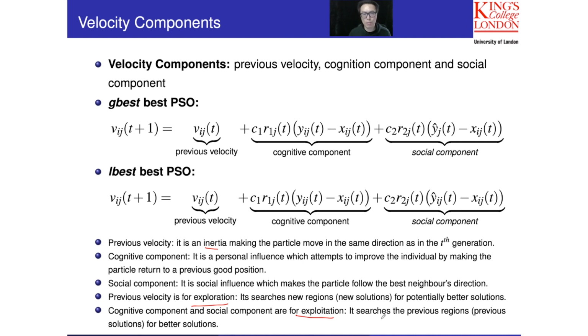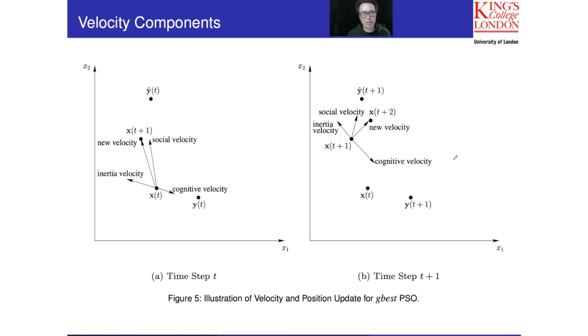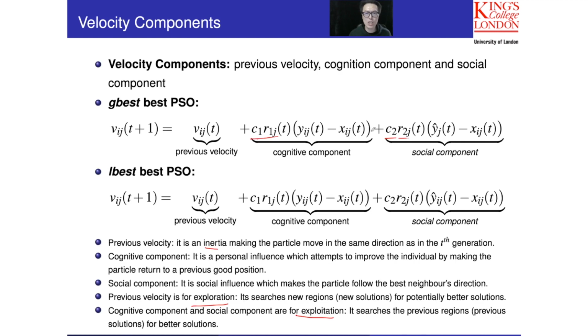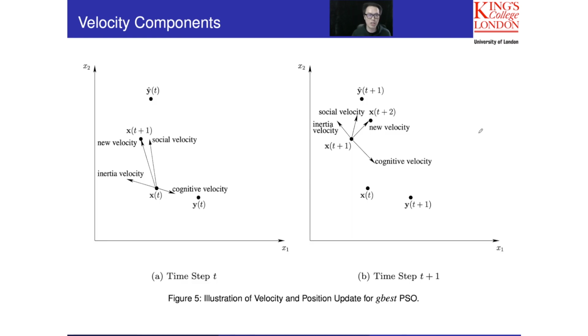With the adjustment of c1, c2, as well as the random numbers r1, r2, we can adjust the weight of the cognitive component and social component. In a figure, when you refer to all these three components in a graph, each is a vector, because y minus x and y hat minus x are vectors.